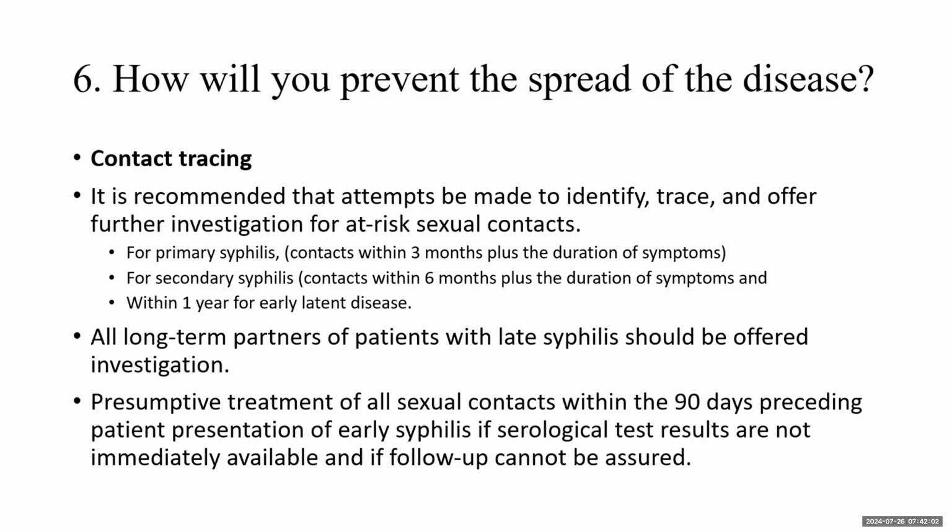Then I can do preventive treatment of all sexual contacts within 90 days preceding the patient's presentation with early syphilis if the serological tests are not immediately available. So all their contacts within 90 days, if I cannot get the tests, or in a place where I don't have access to investigations or follow-up.